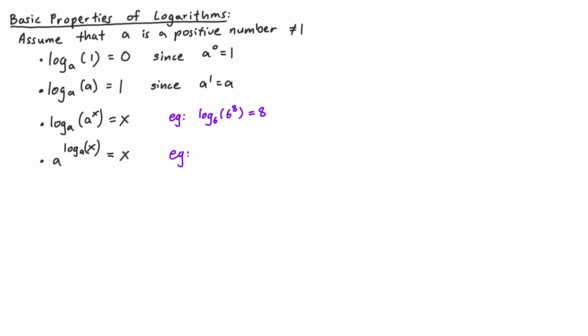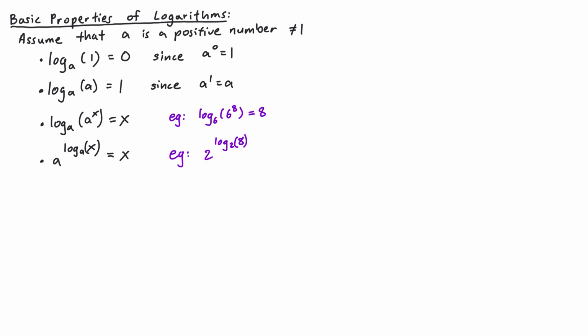Let's say we start off with the number 8, and let's take the log with base 2 of that number. Next, let's follow this up by exponentiating this with base 2. So do 2 to the power of log with base 2 of 8. Now, according to our property, the two operations, the logarithm and the exponentiation, should cancel each other out, and we would end up with the number 8.